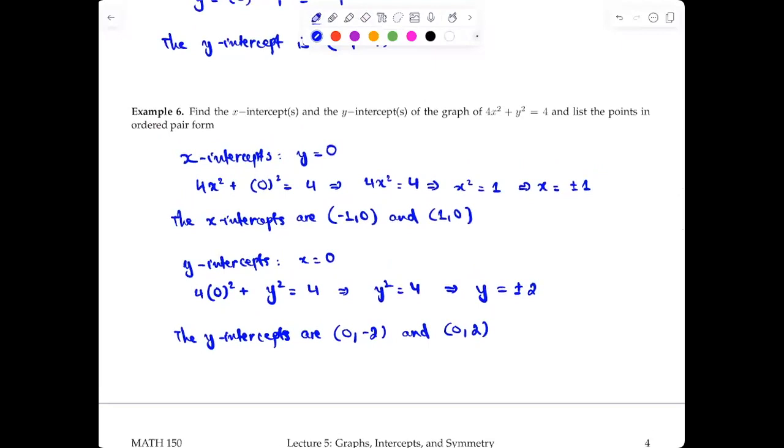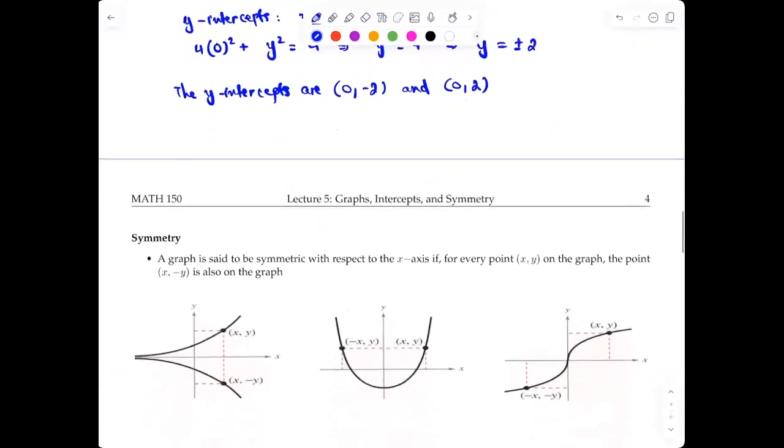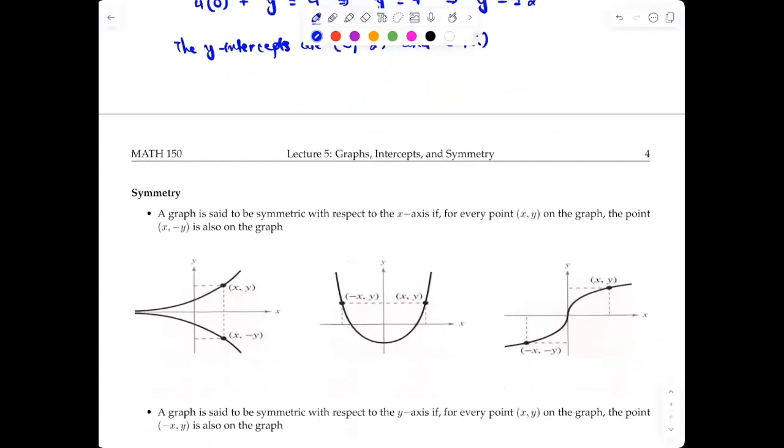Any questions on finding intercepts from a graph or equation? Now I'm going to move on to symmetry. Again, there are 3 types of symmetry that we're going to look at in this lecture. There are other types of symmetry that we will encounter in this course later on. So a graph is said to be symmetric with respect to the x-axis.